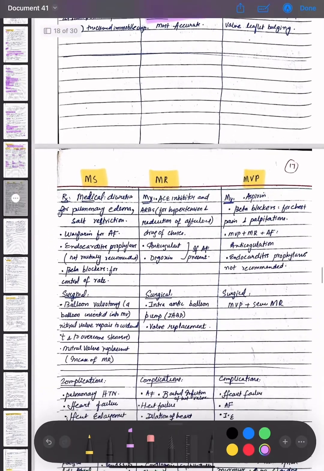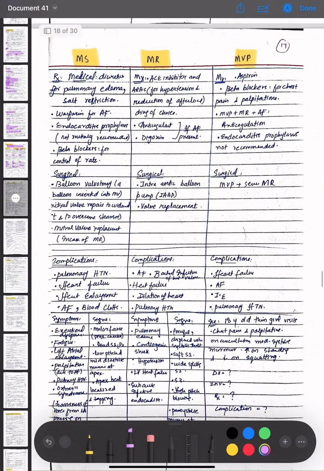The treatment options for mitral stenosis are diuretic for pulmonary edema, salt restriction, warfarin for atrial fibrillation, endocarditis prophylaxis not routinely recommended, and beta blockers for control of heart rate. The surgical options are balloon valvotomy, a balloon inserted into the mitral valve to widen it and overcome stenosis, and mitral valve repair or replacement in case of MR.